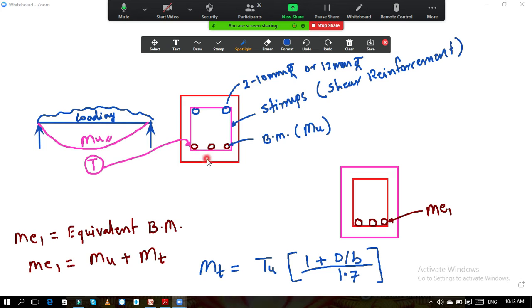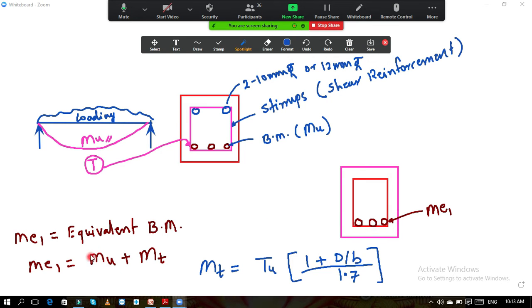What is happening in a normal beam? In normal beams, where we have not considered the torsion, the steel at the bottom is designed for the bending moment Mu, and this bending moment is sagging bending moment. But now, when the beam is subjected to the combined effect of shear and torsion, these bars are not designed for this bending moment Mu only. This is the difference.